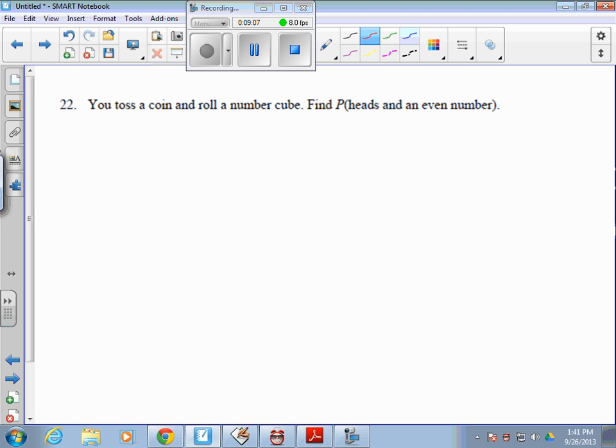It says you toss a coin and roll a number cube. Find the probability that you get heads and an even number. This will be a bonus one tomorrow. I didn't realize this one was on here. But the probability of getting heads is 1 out of 2. And an even number, there's 3 of them, 2, 4, and 6. So that's 3 out of 6, which is the same thing as 1 out of 2.